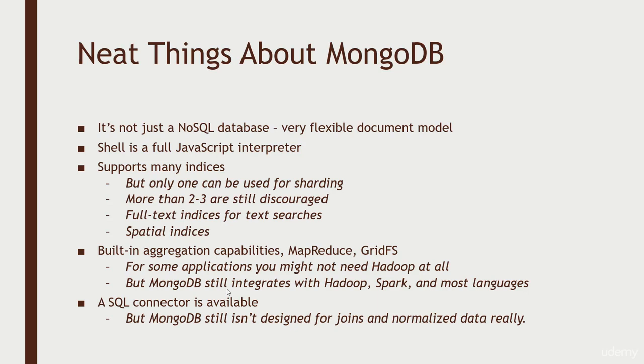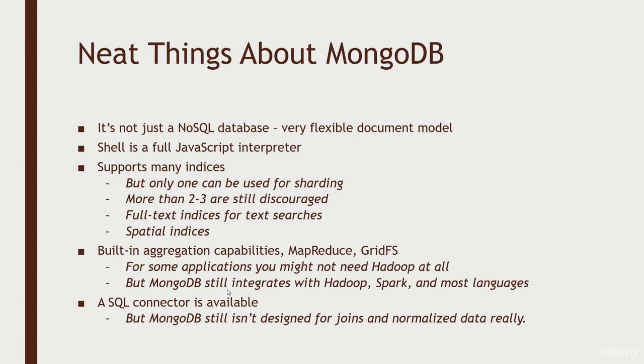Now, I've kind of talked a lot about the limitations of MongoDB, but there are some very neat things about it too. So again, the big plus of MongoDB is that it's not just a NoSQL database, but it can store pretty much anything you want. It also has a shell that has a full JavaScript interpreter, so there's a lot of power there. You can actually run JavaScript functions across your entire MongoDB database pretty easily. It also supports many indices, although you're still discouraged from doing more than 2 or 3 in a given collection, and you can only have one that's used for sharding. But you can set up things like full text indices for doing efficient text searches across MongoDB.